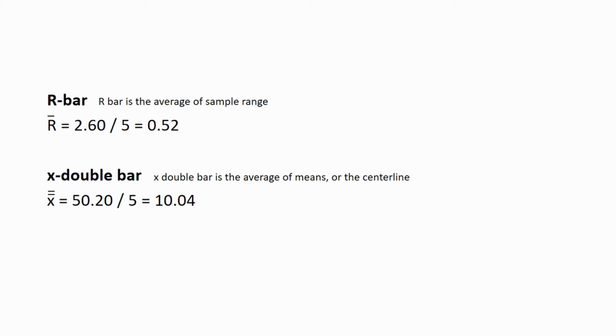We then compute the R bar, or the average of the ranges. That is 2.60 in our example, divided by 5. That will give us 0.52. We then compute X double bar, or the average of the means. That is 50.20 in our example, divided by 5. That will give us 10.04.